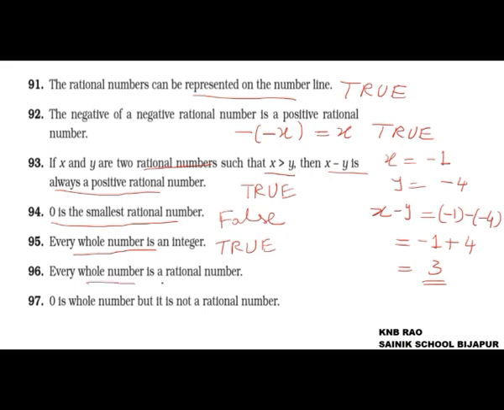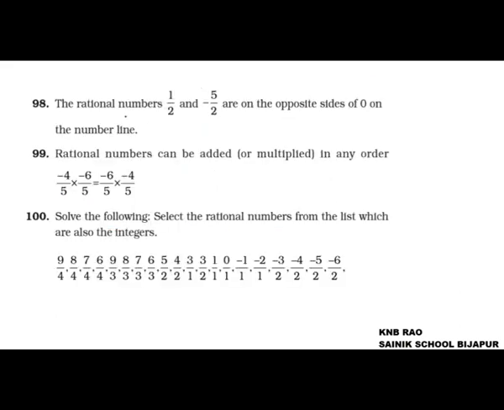Every whole number is a rational number. This is also true. Every whole number is a rational. 0 is a whole number, but it is not a rational number. No, it is false. 0 also lies in the rational number set. 0 is also a rational number. It is false.